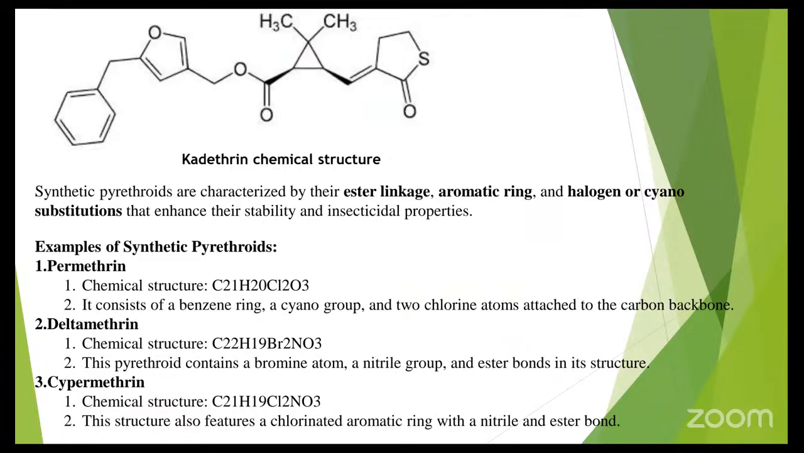In 1973, Sota et al. altered the acid moiety of resmethrin by adding the thiolactone group to the acid chain, which resulted in kadethrin. And this is the chemical structure of it, a very active knockdown agent.